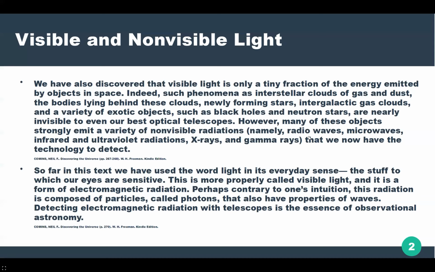So far in the textbook, we have used the word light in its everyday sense, the stuff to which our eyes are sensitive. This is more properly called visible light, and it is a form of electromagnetic radiation. Perhaps contrary to one's intuition, this radiation is composed of particles called photons that also have properties of waves. Detecting electromagnetic radiation with telescopes is the essence of observational astronomy.